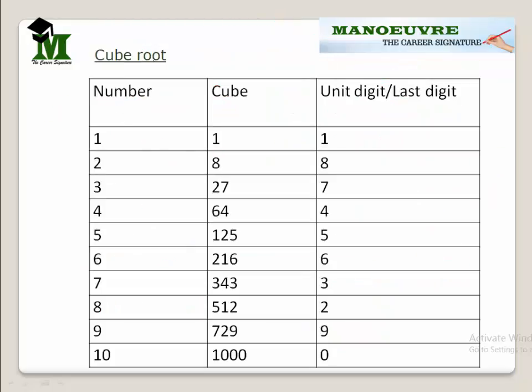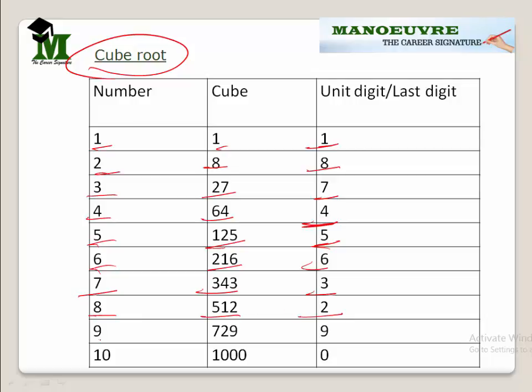Before we start solving the cube root, we have to understand this table first. 1 cube is 1, unit digit is 1. 2 cube is 8, unit digit is 8. 3 cube is 27, unit digit is 7. 4 cube is 64, unit digit is 4. 5 cube is 125, unit digit is 5. 6 cube is 216, unit digit is 6. 7 cube is 343, unit digit is 3. 8 cube is 512, unit digit is 2. 9 cube is 729, and unit digit is 9. 0 will remain the same throughout.